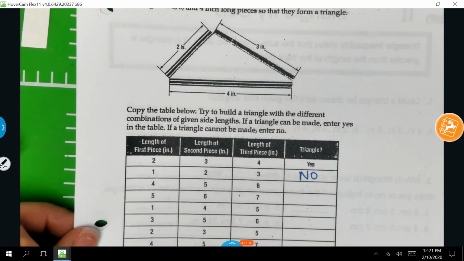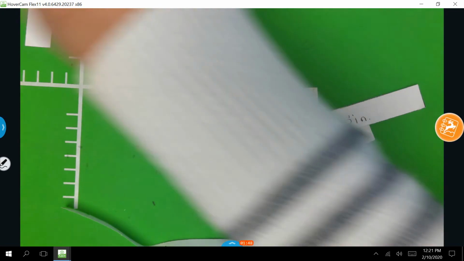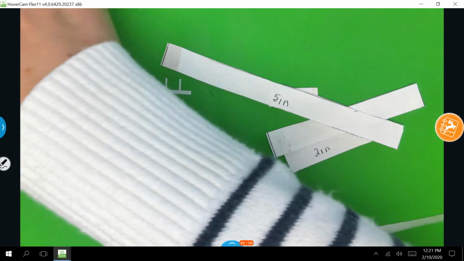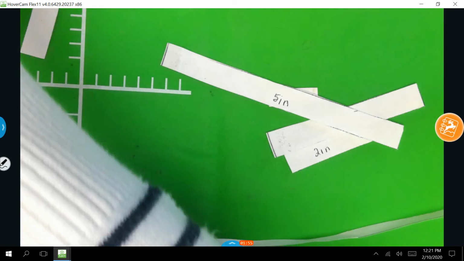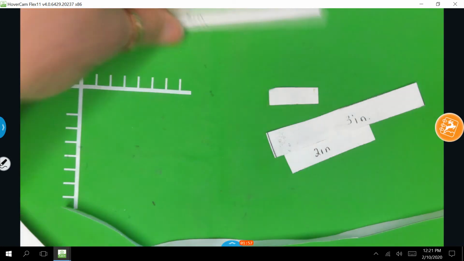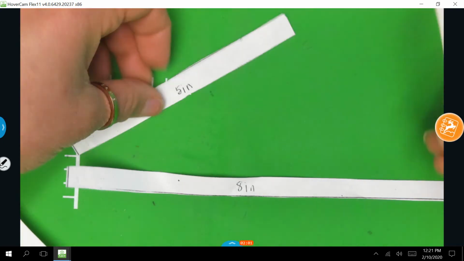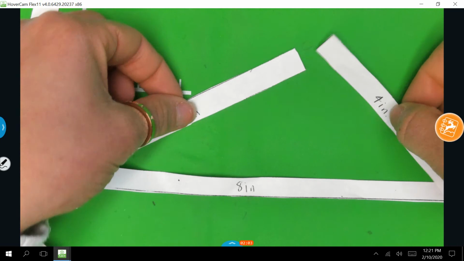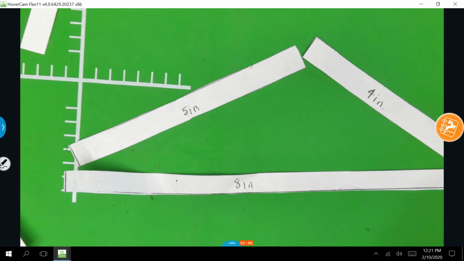The next one, 4, 5, 8. Here's a 5. Where's a 4? Like I said, these are all mixed up in here. Here. 4, 5, 8. So here's 8. Here's a 4. Here's a 5. All right. Yes, it will work. We don't have to be super precise. It's obvious when it'll work, and it's obvious when it won't.